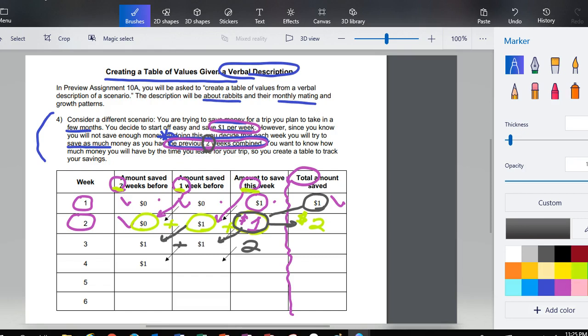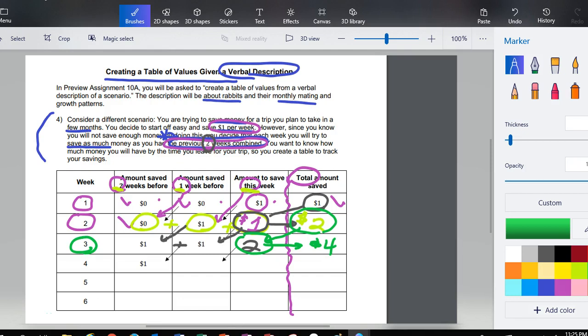I'm cracking up at all my colors. And so what I have total amount saved was $2. With this week, I'm going to add 2 to that. So my new total, in other words, my week 3 total, is $4.